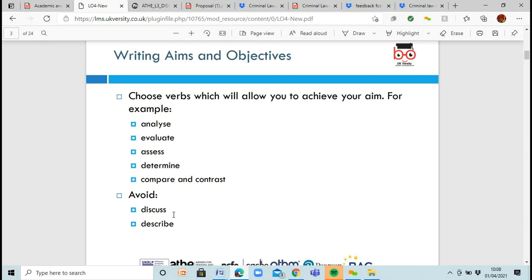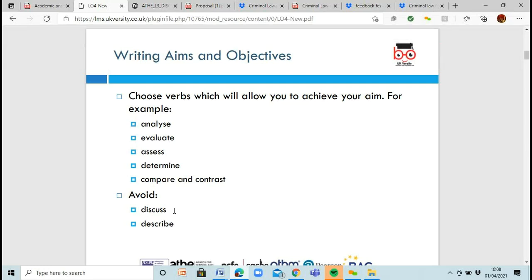Avoid discuss and describe, because they don't really give you much leeway. They don't really give you much to write about, to be honest. You probably end up writing a little bit. You'll be describing a certain thing and then that's it. It's not really a research project then.